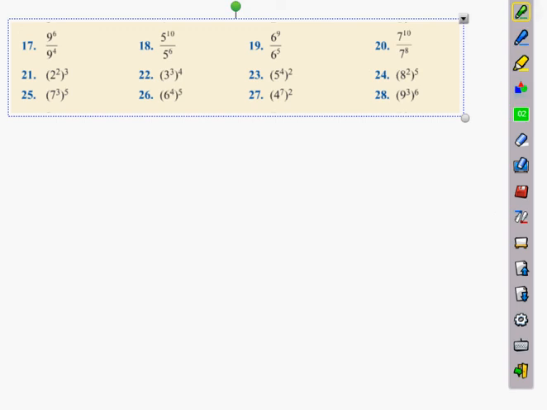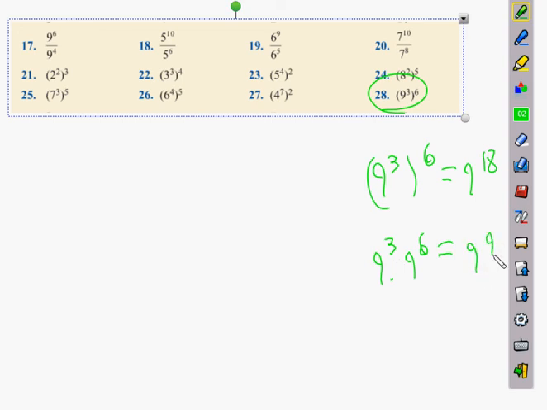What's the answer to question 28? Can anybody tell me? Yeah? What's next to the 9? Question 28? 9 to the power of 3 to the power of 6. 9 by 6 is 18. 9 to the power of 18. What's the answer to this one? 9 to the power of 9. Okay? Everybody understand the difference?